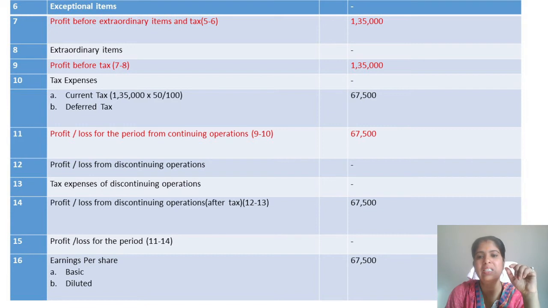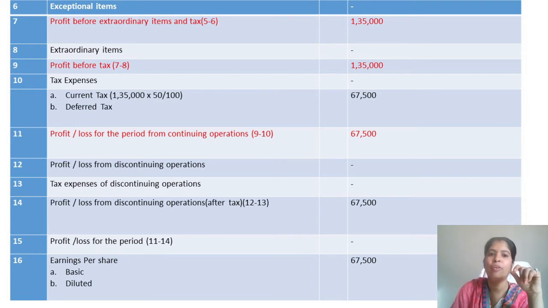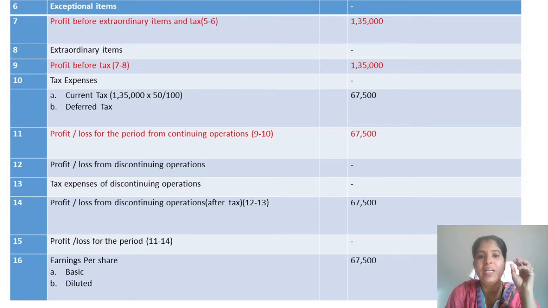1,35,000 minus 67,500 is profit or loss for the period from continuing operation. When you prepare a statement of profit and loss, it consists of two things: profit from continuing operation and profit from discontinuing operation. So profit from continuing operation is serial number 9 minus 10, that is 1,35,000 minus 67,500, the difference is 67,500.